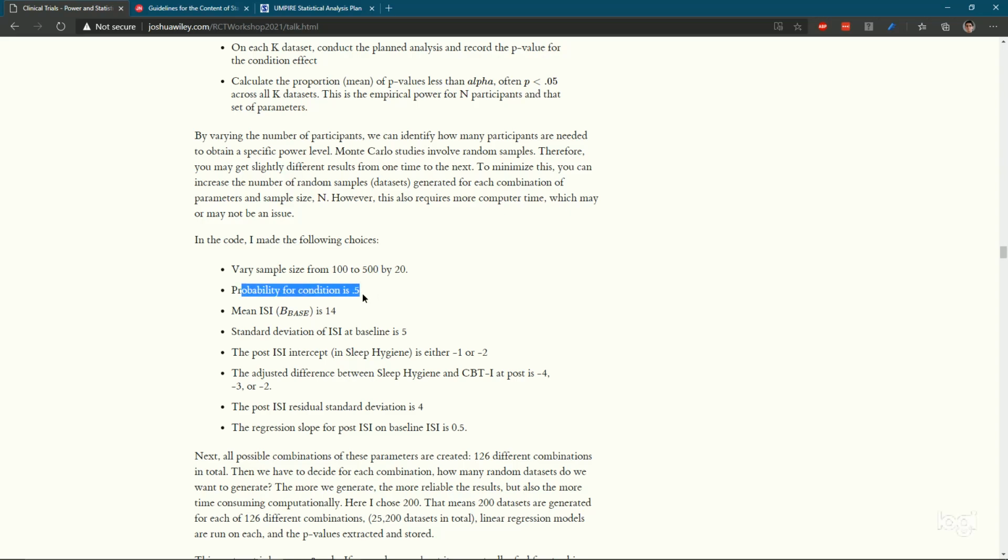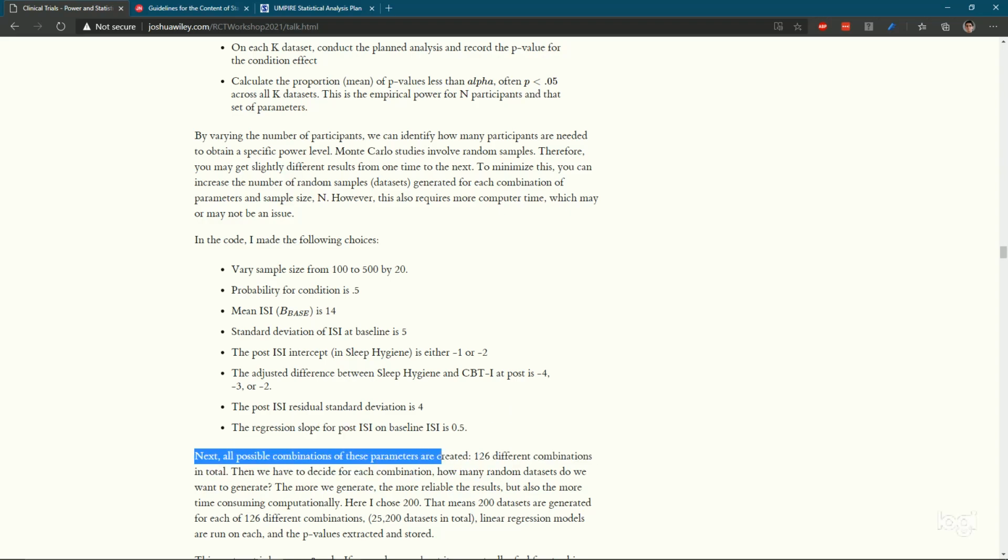Probability for condition is 0.5, that is, it's a 50% chance of being in each condition. The mean ISI at baseline is 14. The standard deviation of ISI at baseline is 5. The post-ISI intercept in sleep hygiene is either -1 or -2. The adjusted difference between sleep hygiene and CBTI at post is -4, -3, or -2. So here I'm examining a range of possible parameter values. I don't know exactly how much impact CBTI is going to have relative to sleep hygiene, and I want to evaluate it. What if it's a 4-point, 3-point, or 2-point difference? The post-ISI residual standard deviation is 4. The stability of ISI over time, that regression slope, is 0.5.